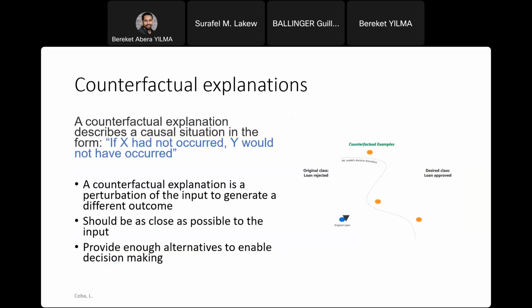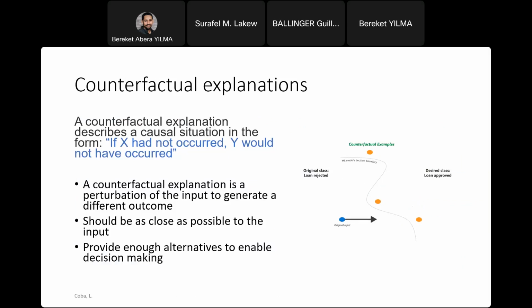And moving on to counterfactual explanations. Those are very interesting. These are considered to be one of the most understandable types of explanations, because what we are doing is creating what-if scenarios. And so we are also describing causal situations. So if X had not occurred, Y would have not occurred. So this is very interesting.